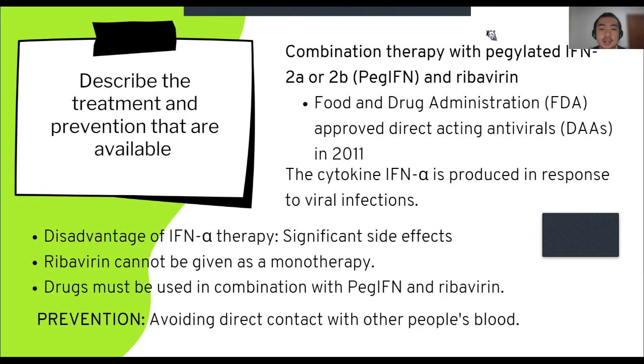Treatment and prevention. Combination therapy with pegylated IFN or interferon alpha 2A or 2B along with ribavirin has been the standard treatment for HCV, and the FDA has approved it as a direct-acting antiviral since 2011 and has been continuing to use it as a treatment for genotype 1 HCV. The cytokine interferon alpha is produced in response to the viral infection, and when a synthetic version is given, it will stimulate a non-specific response by boosting the immune system.